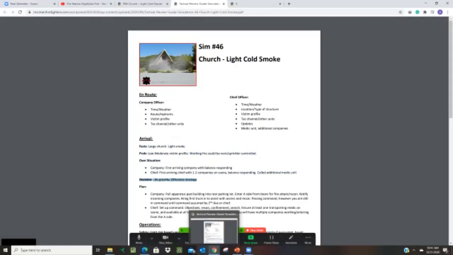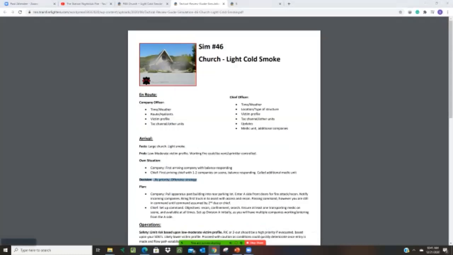Offensive strategy. Correct. And what happens in fires a lot, and this is what gets us in trouble, is that people jump right into the tasks instead of thinking from the top down. What's my decision? What's my priority? What's my strategy? Then what's my tactics? And then what's my tasks?